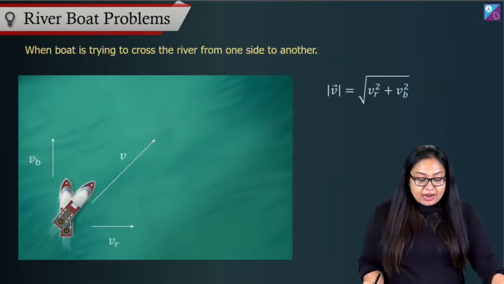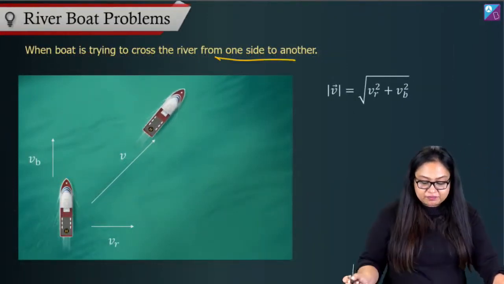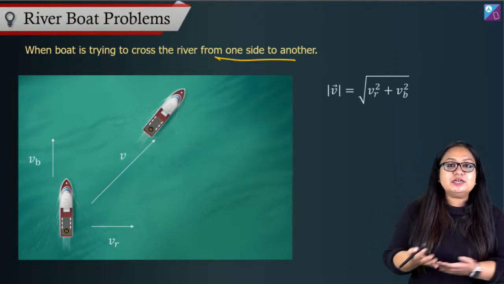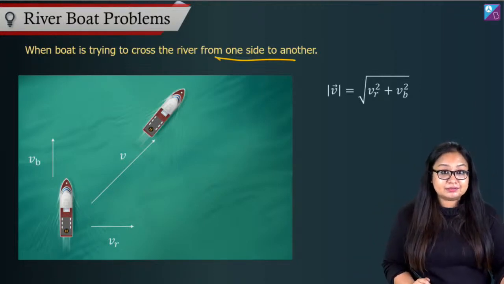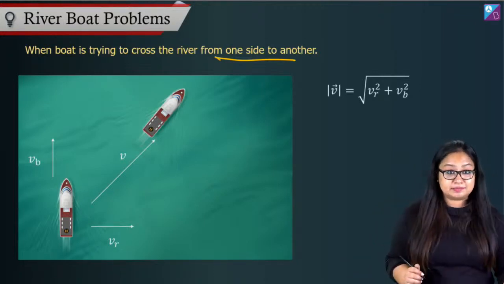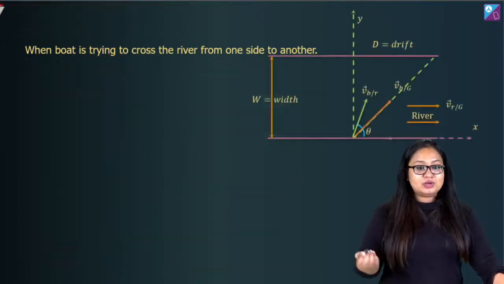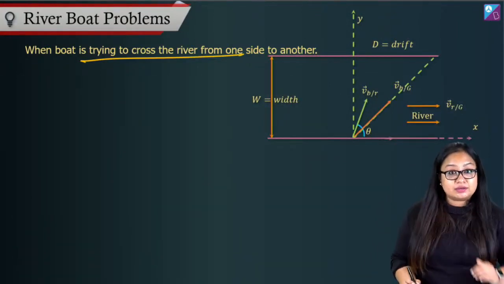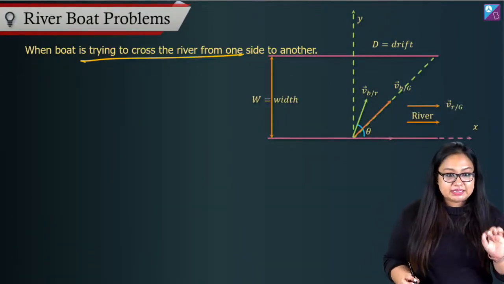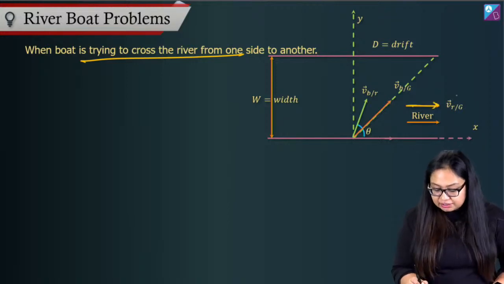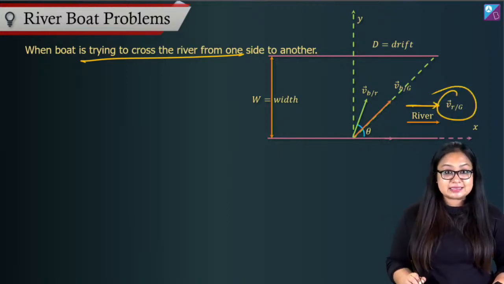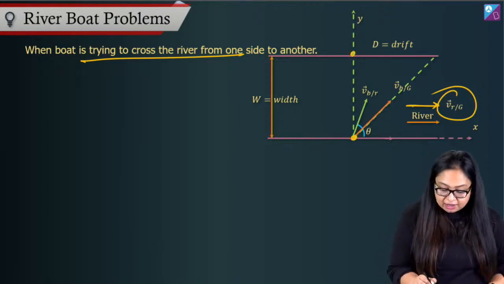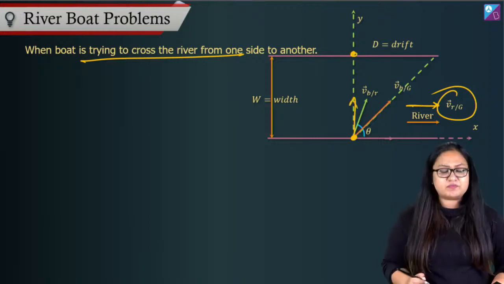Now, what happens when the boat is trying to cross the river from one side to another? Then we have relative motion in 2 dimensions happening. Yes, we've got x-axis, we've got y-axis. So, let's see. When the boat is trying to cross the river from one side to the other, here we have reverse direction, reverse velocity, V river with respect to ground like this. But then since the boat is trying to cross the river, it's going from one end to the other end, or at least trying to.